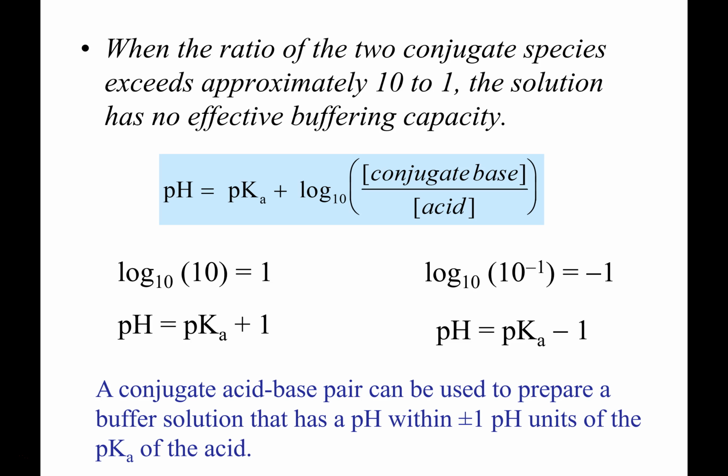So if you look at the two extremes, your target pH will be within plus or minus 1 pH unit of the pKa.